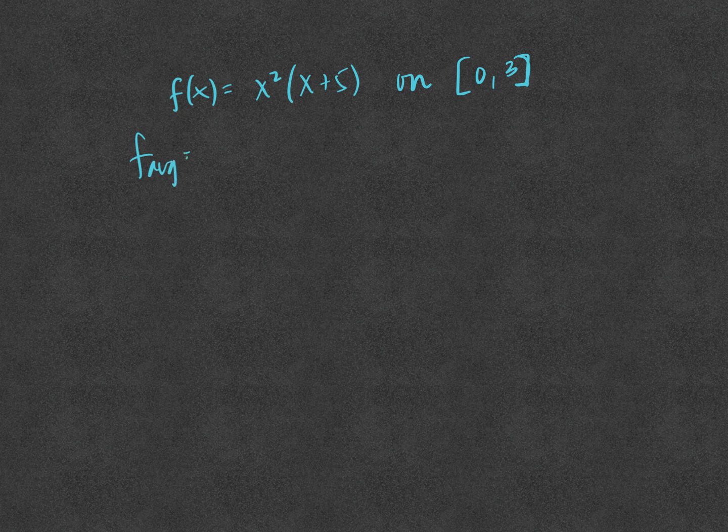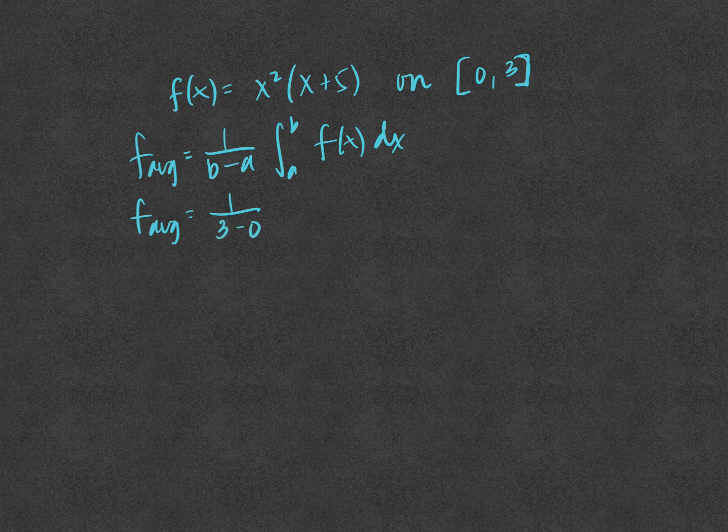Let's look at another one. Let's say f of x equals x squared times x plus 5 on the interval from 0 to 3. Oh, brackets. College algebra interval notation. All right, so average value of a function, this is the most common notation you'll see for average value of a function. So it's 1 over b minus a, the integral from a to b, f of x dx. So let's say f average equals 1 over b is 3 minus a is 0.